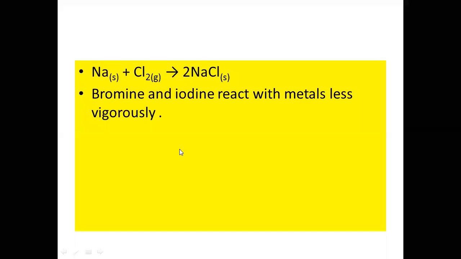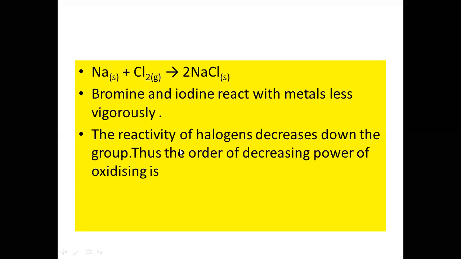Then we have bromine and iodine, which react with metals less vigorously. Fluorine is highly reactive, while bromine and iodine are less reactive. The reactivity of halogens decreases down the group. That's the decreasing order of oxidizing power. As I told you, they reduce themselves and oxidize the metals.